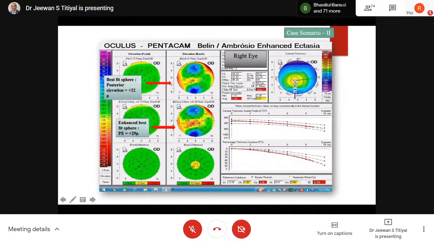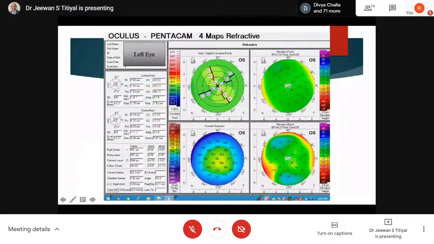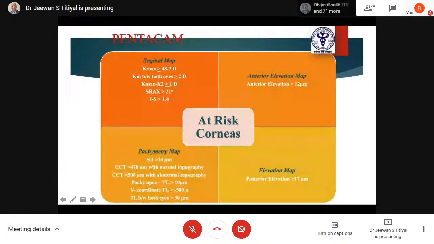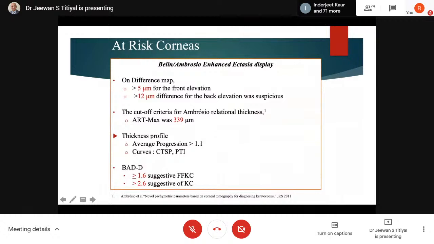So this is a patient where you can look into other parameters. If you look here, again, the enhanced map, back elevation is much more, and the D value is also, you can see, quite significantly higher, 3.18. So this is also a keratoconus suspect patient. So this is a total summary of whatever we covered. You have anterior sagittal values, anterior elevation values, the posterior elevation map, and pachymetry. All 4 things should be considered before you label a patient unsuitable for a refractive procedure.